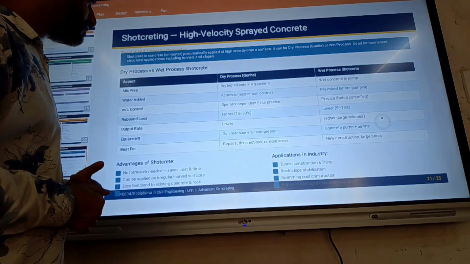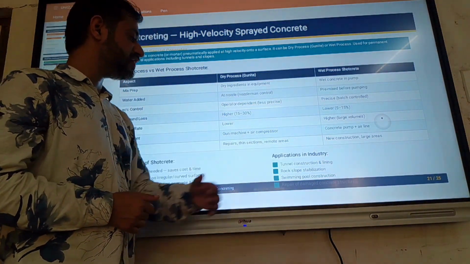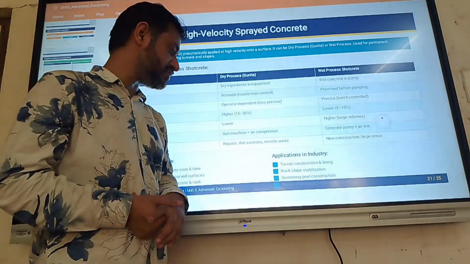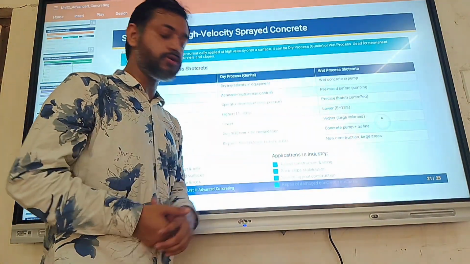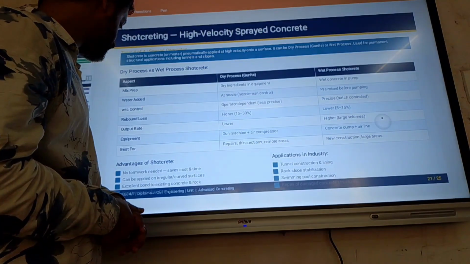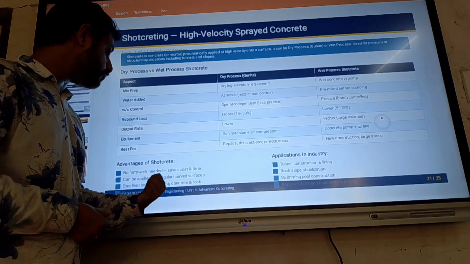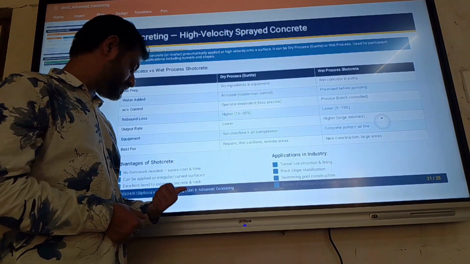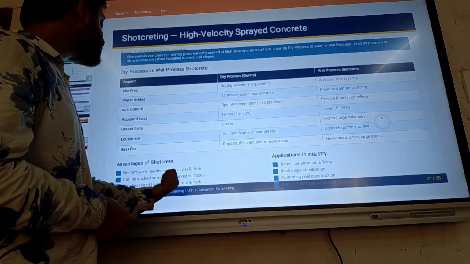Okay. Applications you can see: tunnel construction and lining, rock slope stabilization, swimming pool construction also, and repair of damaged concrete structures. Advantages: it doesn't need any formwork, can be applied on any surface, irregular or curved, and has excellent bond to existing concrete and rock.